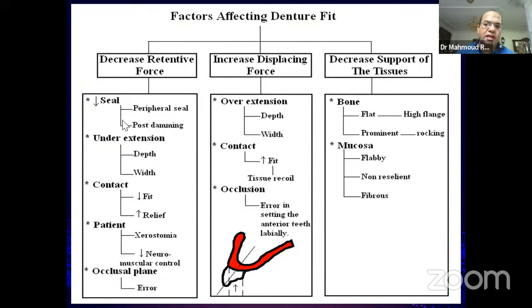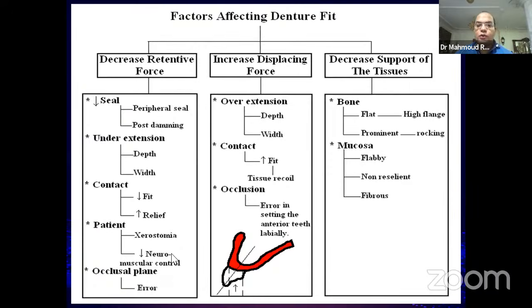improper seal, improper peripheral seal, or improper post dam that leads to the denture falling. Under-extension in depth or in width of the flange. The flange must fill the vestibule in depth and width in order to maintain the physical means of retention. Contact: if there is no proper fit of the denture base, or if we made an excessive relief, we may also lose the denture retention.